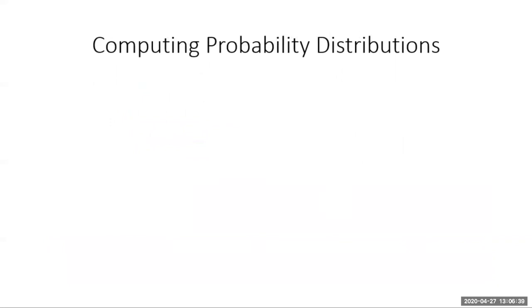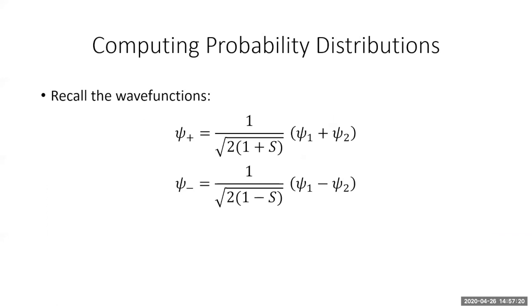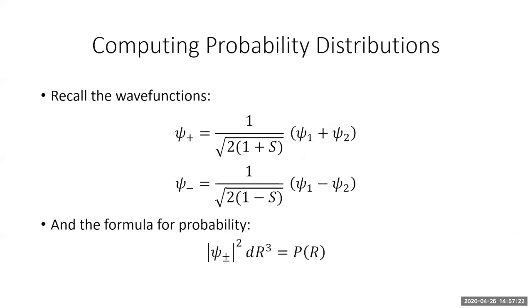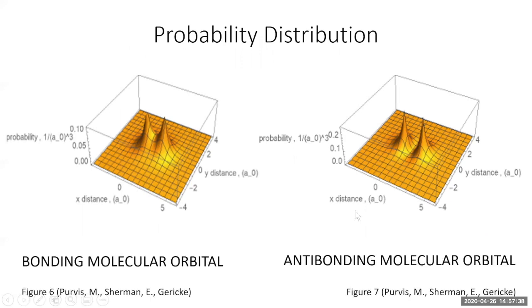So now that we've used the wave functions to find the molecule's total energy, let's use them to compute probability distributions. The wave functions from earlier were input into the formula for the probability distribution, which is just the wave function squared times a small volume. In doing that, you plug the equations into Mathematica and generate the probability distribution shown here. The one on the left is the bonding orbital, and the one on the right is the antibonding orbital.